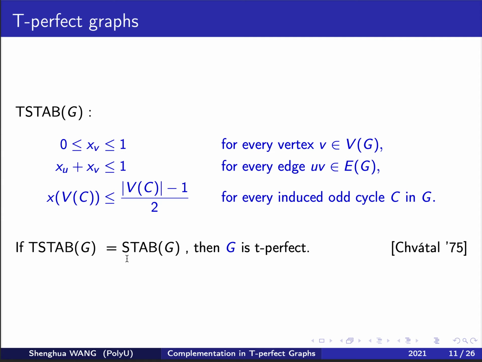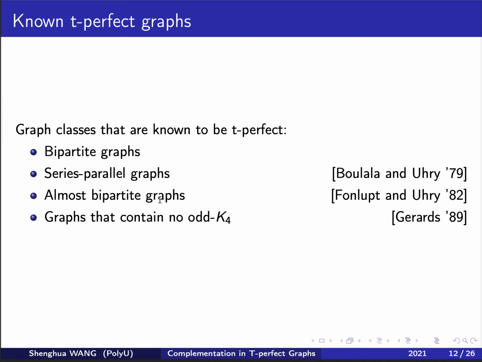And Chvátal, based on this t-stable set polytope, proposed a class of graphs called t-perfect graphs. A graph is t-perfect if its stable set polytope can be fully described by these three kinds of constraints. Here are some known graph classes that are t-perfect. Among them, I want to mention the almost bipartite graphs, because we will use them later.